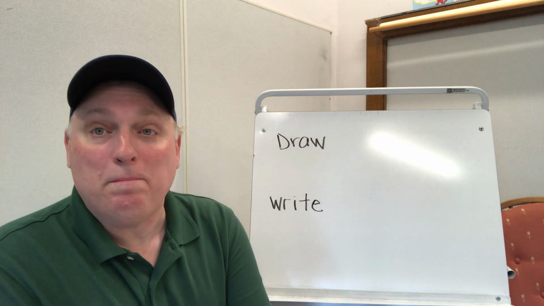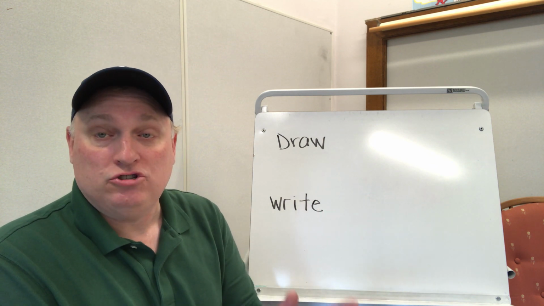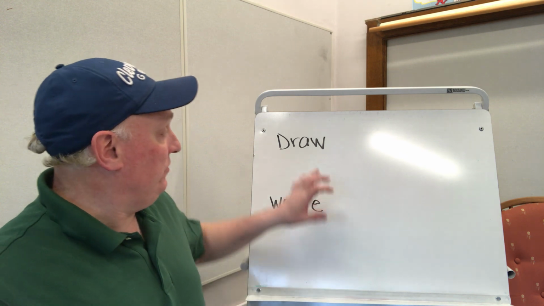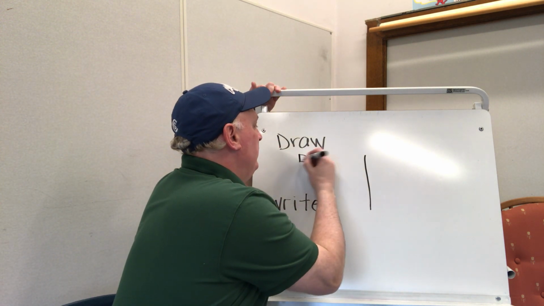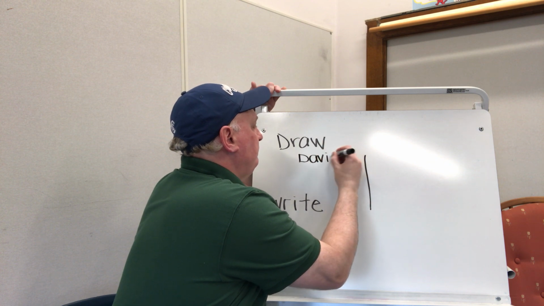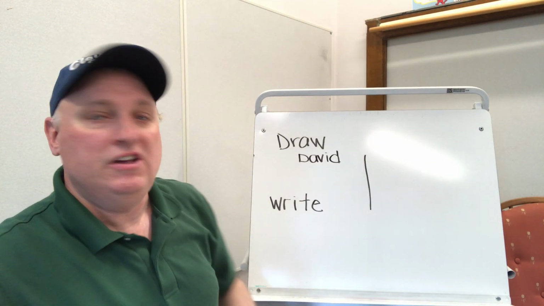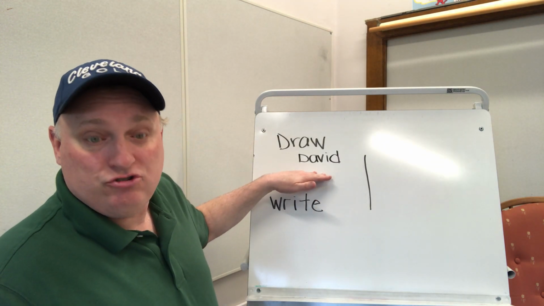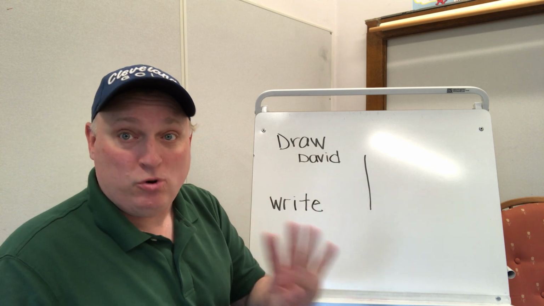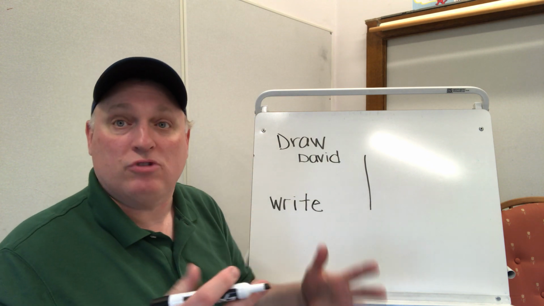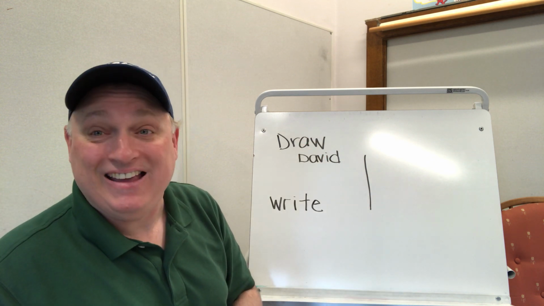David has 4 pencils and buys 10 more. So using quick 10s and 1s, I want you to draw, they said David. So over here, if you need to know how to spell David on your paper, it says it right here. For David, I want you to draw 4 pencils. When we draw 4 of something, we don't actually draw pencils. We draw either circles or X's. And then he buys 10 more.